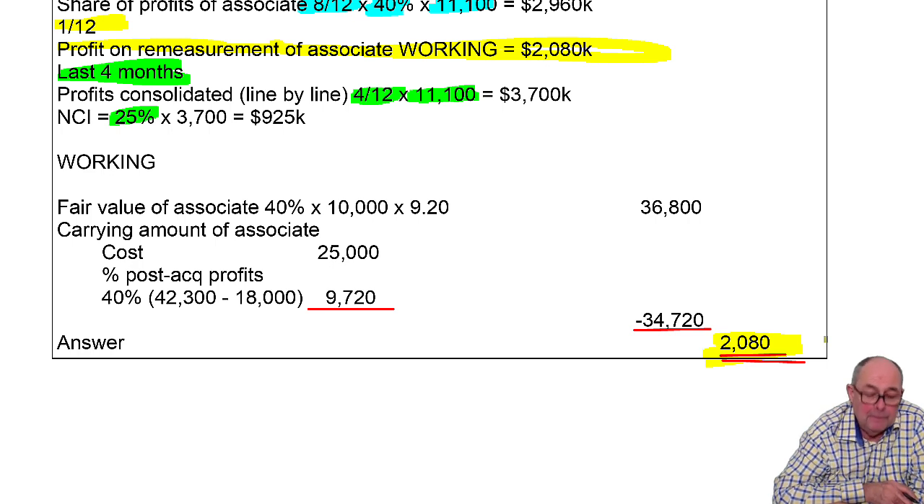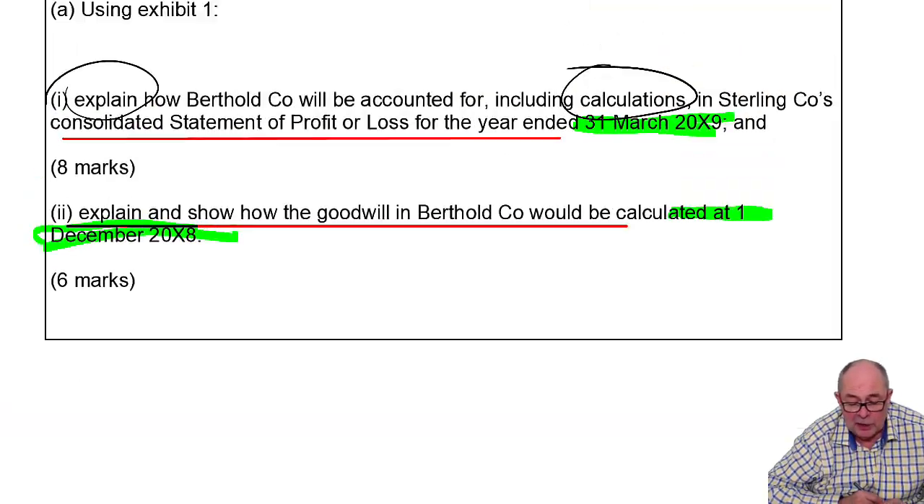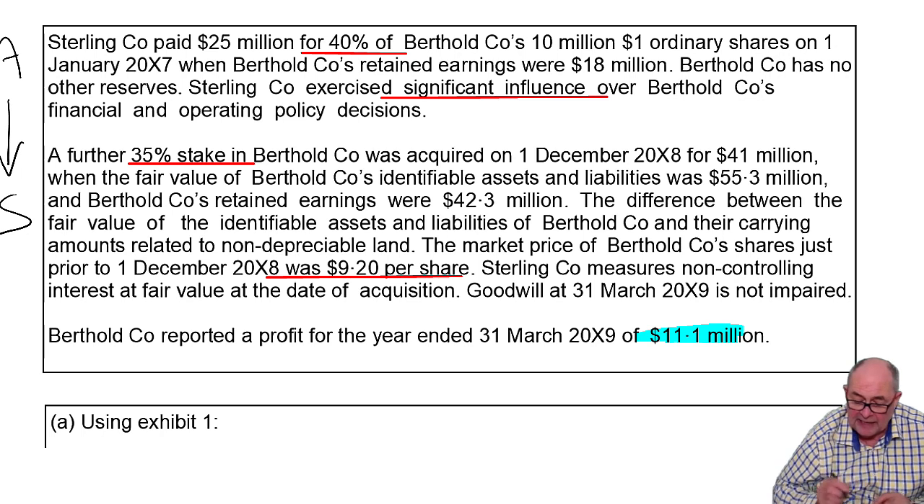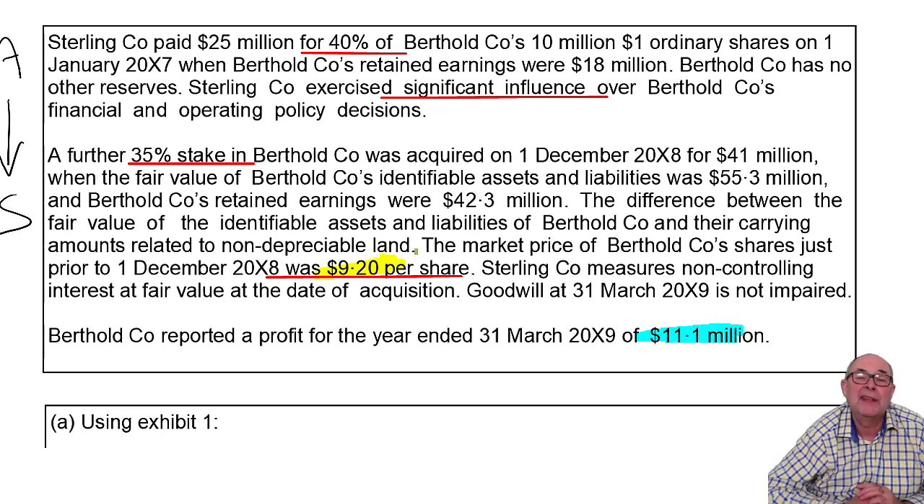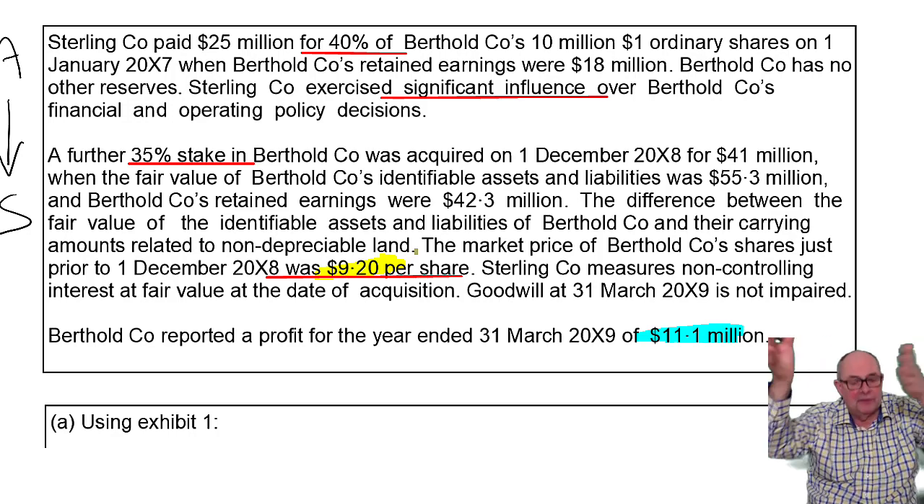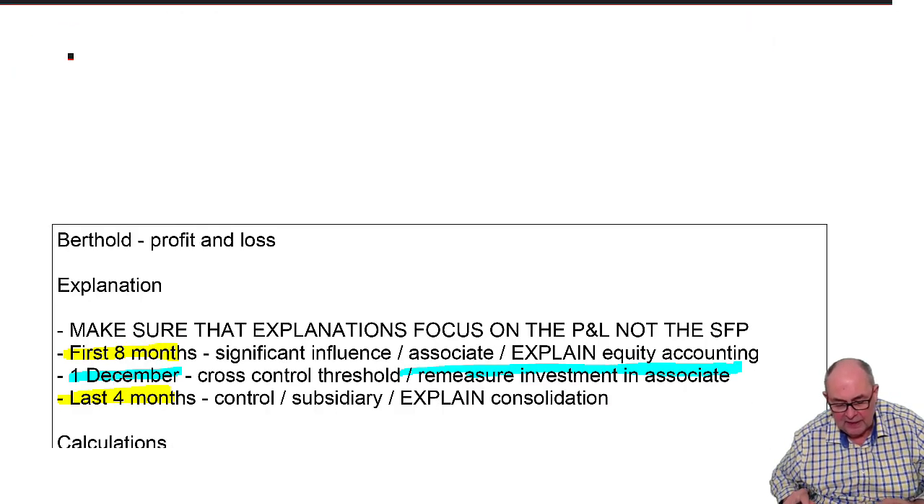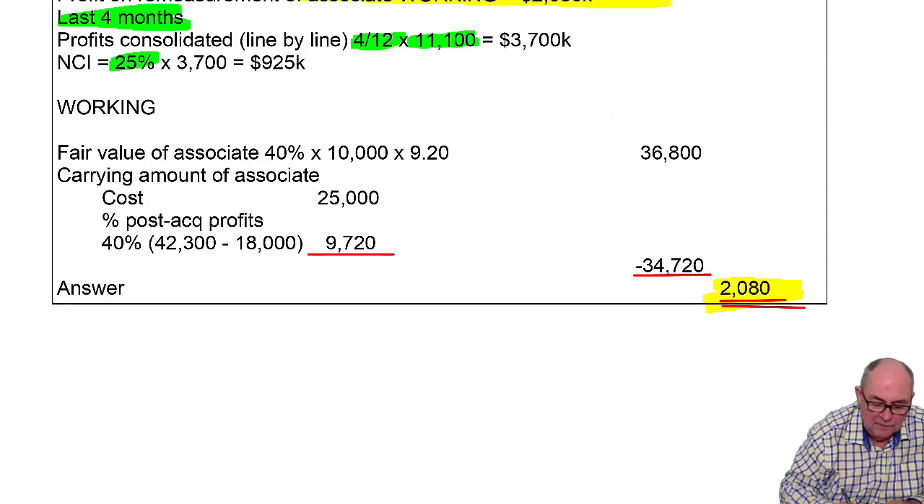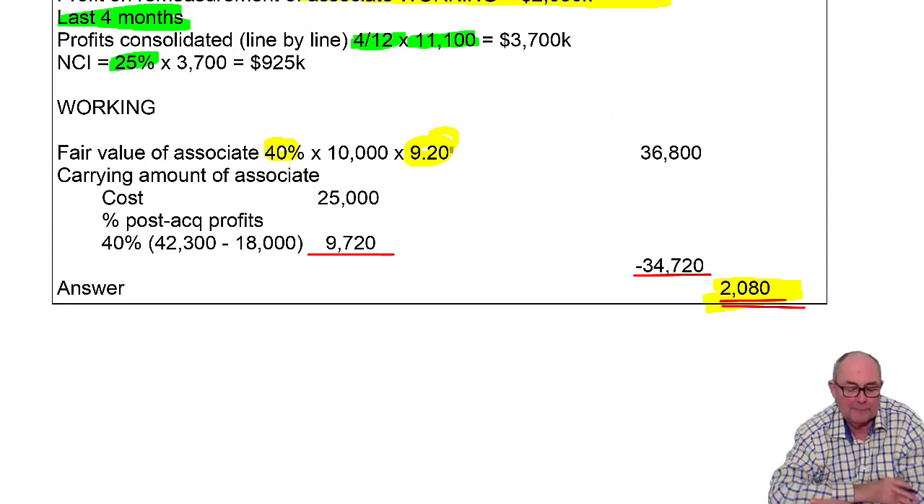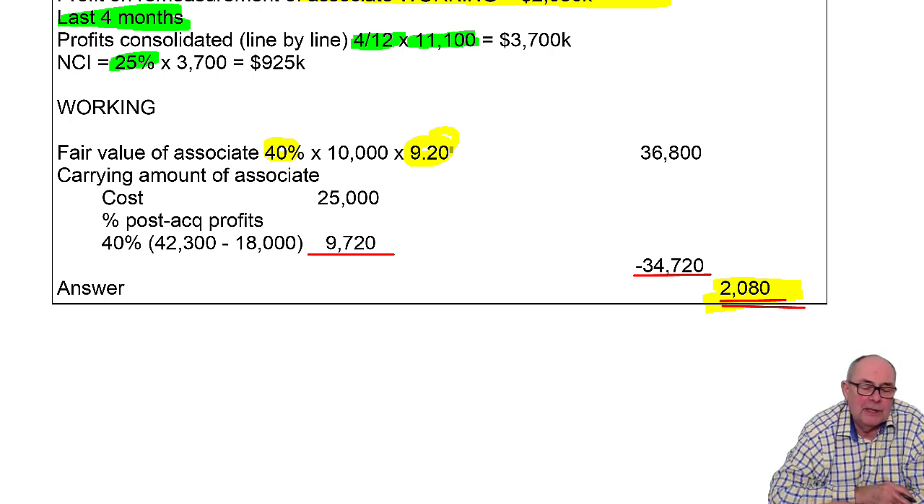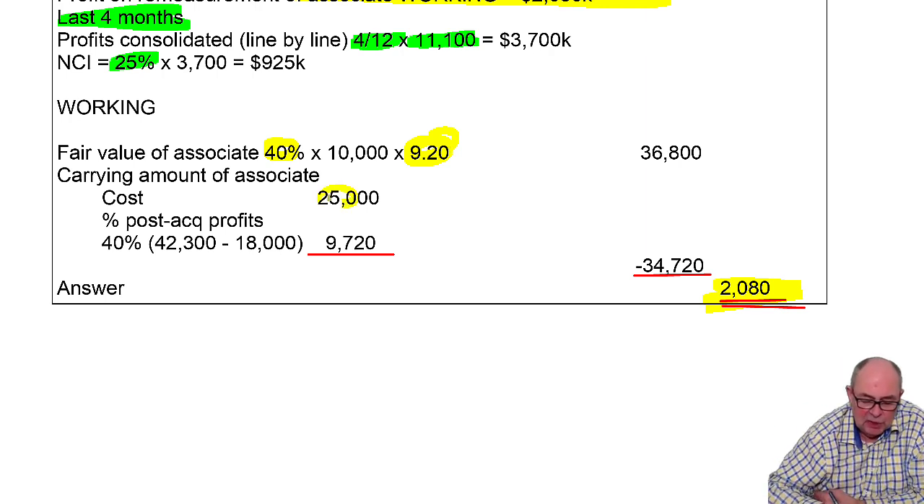What's the fair value? We're told the share price of this associate, which becomes a subsidiary, on the date of the change. The share price on that day is 920. That's what we need for the fair value. So I add 40% of the shares at 920. That's the fair value. 40% at 920. Carrying amount, equity accounting. What was the original cost? Easy, 25 million.